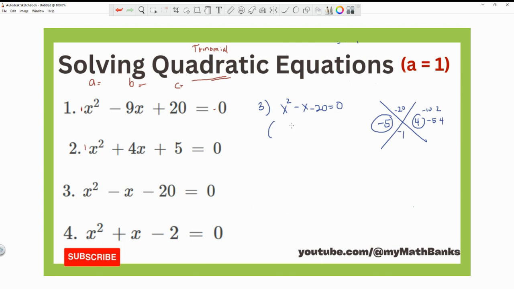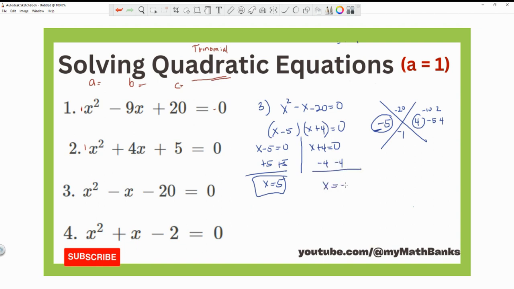So now you can create two parentheses here. This is an easier one. So x minus 5, and x plus 4. So now you have two factors. You can separate them and solve them separately. All right, x minus 5 equals 0, so I'm going to add 5. x equals 5. And then x plus 4 equals 0, minus 4, x equals negative 4. Again, you have two answers because your degree is 2.